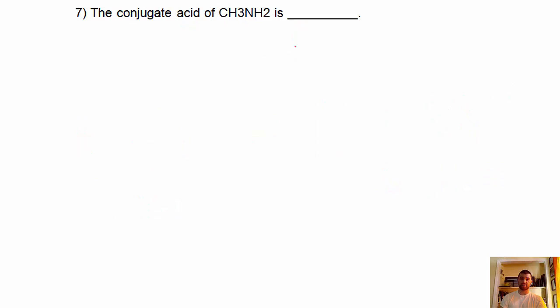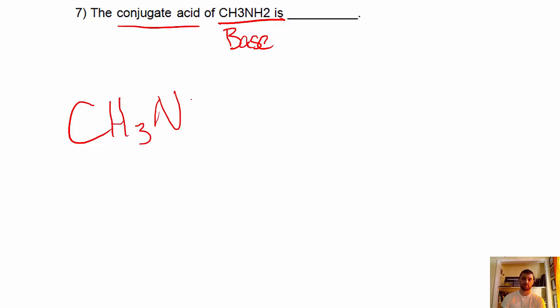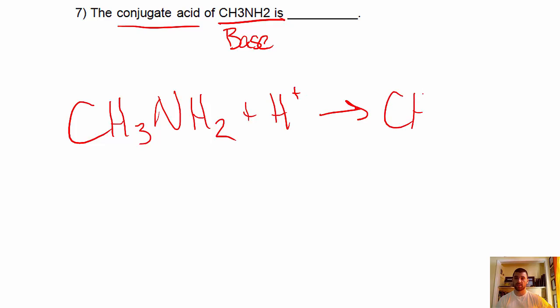All right, and the conjugate acid of CH3NH2. So again, this must be the base if we're looking for the conjugate acid. So we know that we're starting with that. And if it's a base, we're adding a proton to it. So we would get CH3NH3 plus.